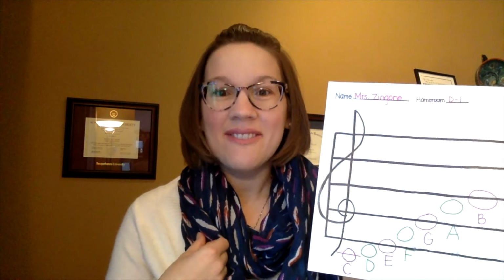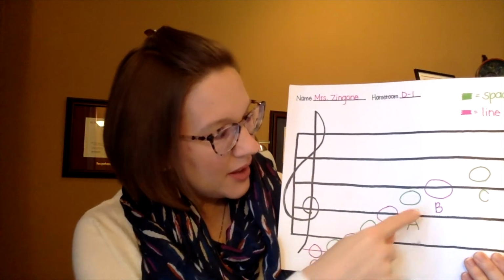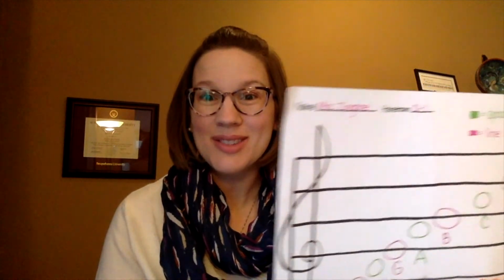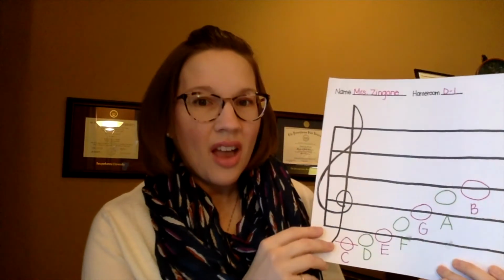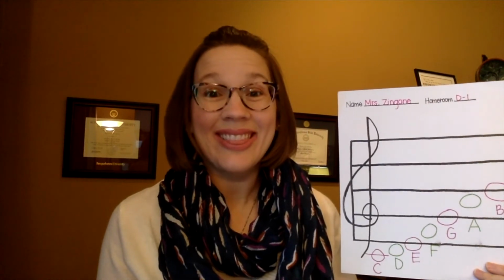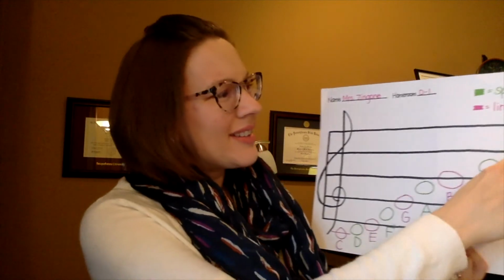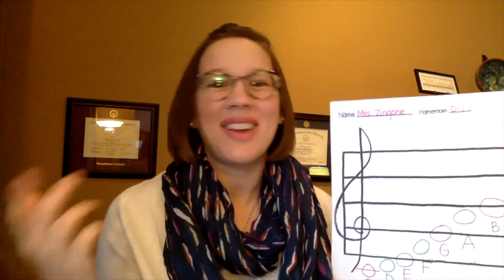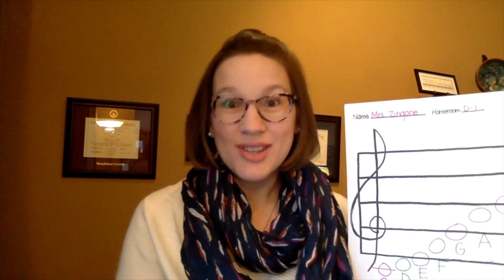Now you might remember that to help us figure out the space notes, we can spell out the word face, and you have to make sure you start right here. F-A-C-E, and face and space rhyme. You can see E at the end. And then there may be a different saying that you used for the notes on the lines. Maybe every good boy does fine. That might be something that you used, or there may be many other sayings that you have used before. And the first letter of each of those words tells you the note.